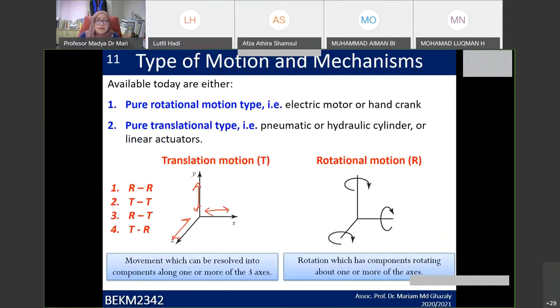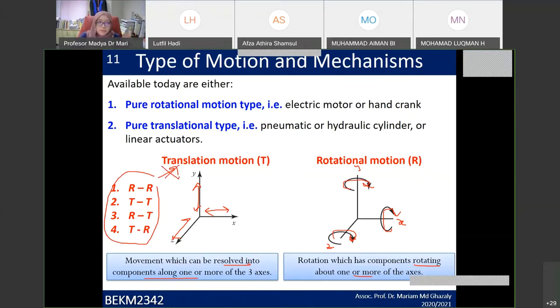And then rotary motion will be something that rotates. The component rotates about one or more axes. So you have the x axis, the y axis here, and the z axis. So it means rotating about one or more axes. So this is what it means by rotation, along the axis. And this one is resolved along the axis, meaning it is moving along the axis. Actually, this one is not representing the translation. It's actually different.